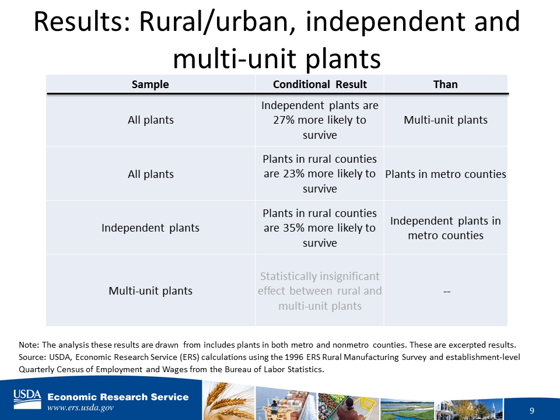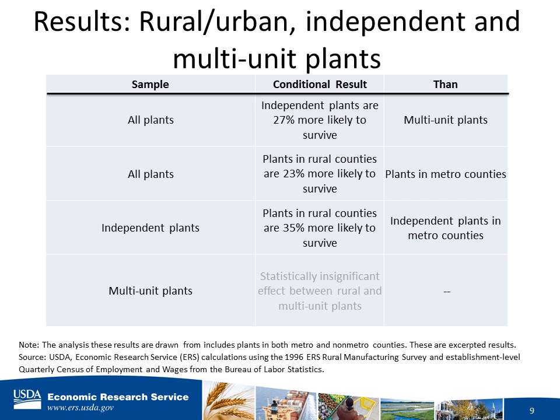Then I wanted to look at rural versus urban. So looking at the whole sample, again, we find plants in rural counties are 23% more likely to survive than plants located in metro counties. I also wanted to tease out the differences between metro and non-metro for the independent and multi-unit plants. So when only looking at all the independent plants, I find that the ones in rural counties are 35% more likely to survive than the ones in metro counties. And I actually don't find any difference between rural and urban survival rates for multi-unit plants.